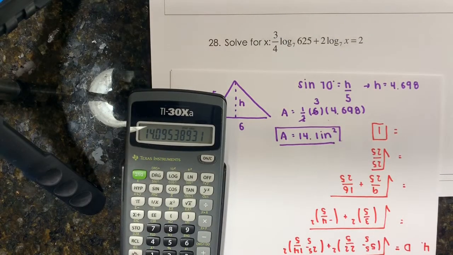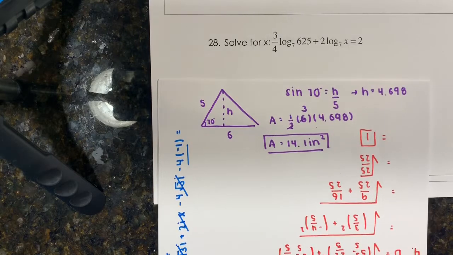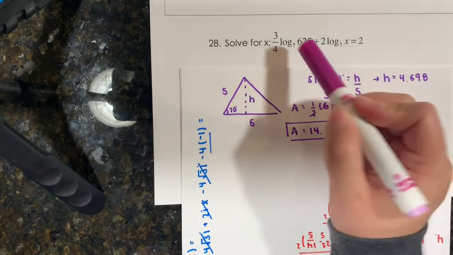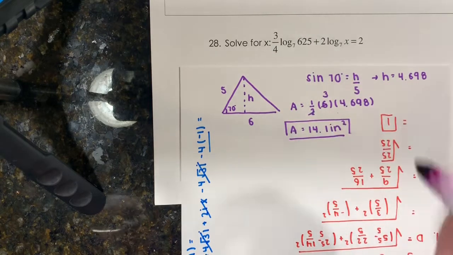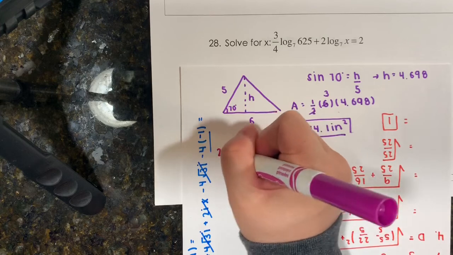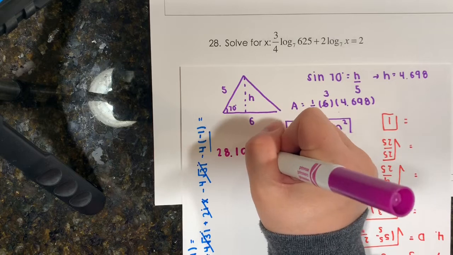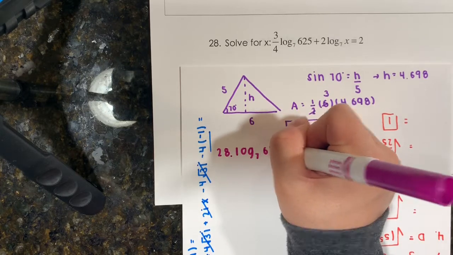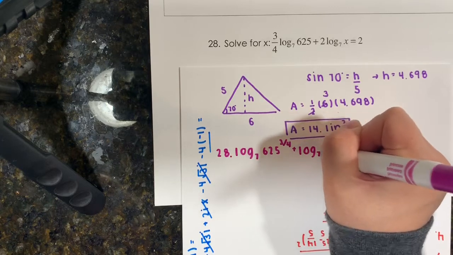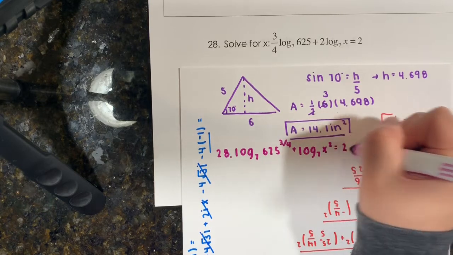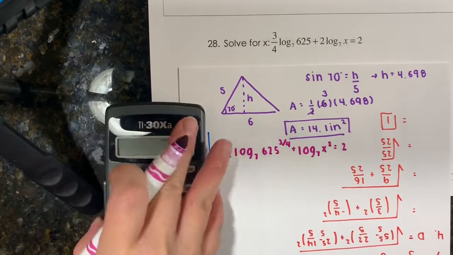Okay, now looking at number 28. If there's a number outside my logarithm, it is going to become the exponent of the number. So the 3/4 is going to become the power of 625. The 2 is going to become the exponent of the x. So for number 28, I would have the log base 7 of 625 to the 3/4 plus log 7 of x squared equals 2. Because of this, well, first of all, I'm going to figure out what 625 to the 3/4 is.